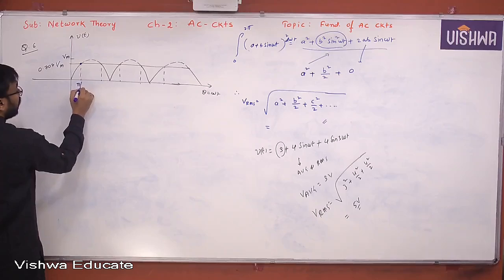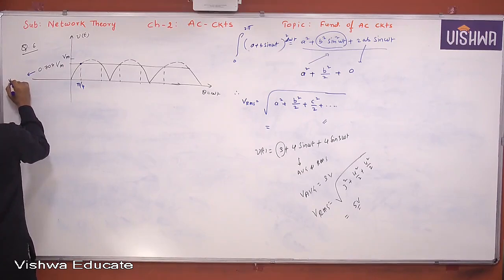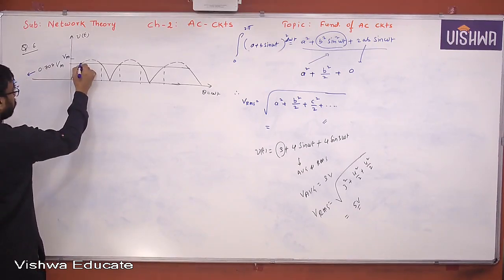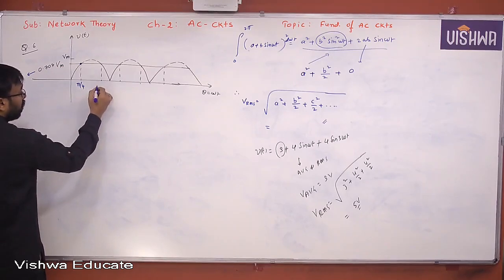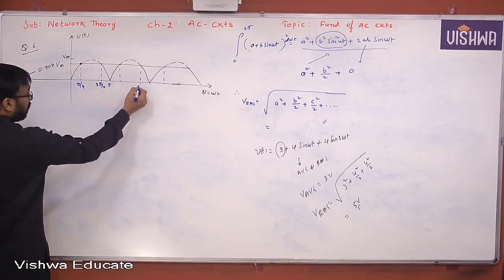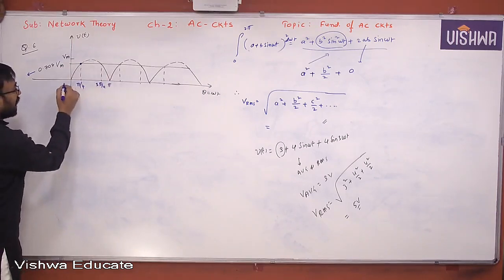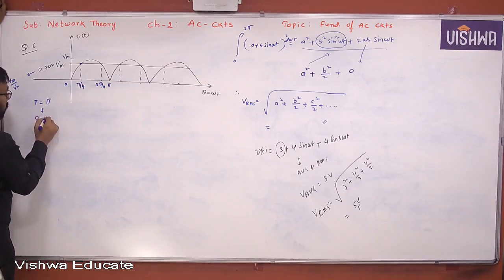That means definitely it is at pi by 4 because it is Vmax by root 2. Yes or no? Vmax by root 2. At what instant is the sine wave going to be Vmax by root 2? Definitely pi by 4. At this angle only, right? So 3 pi by 4. This is pi. Then pi plus pi by 4, 5 pi by 4, 7 pi by 4, and so on and so forth. So let us take only one cycle here, 0 to pi.